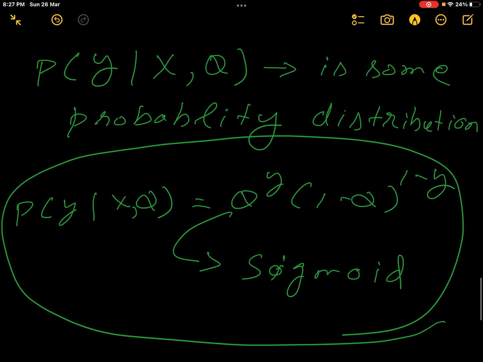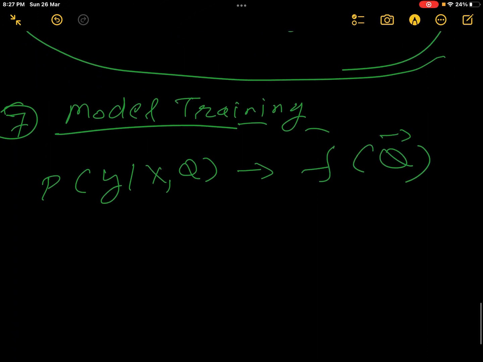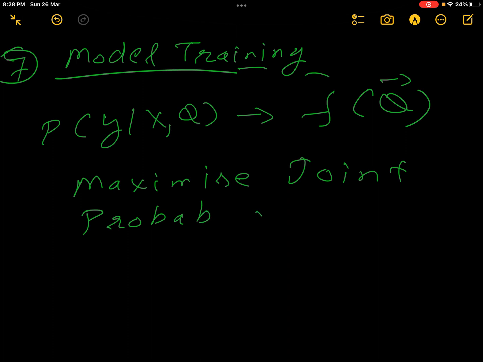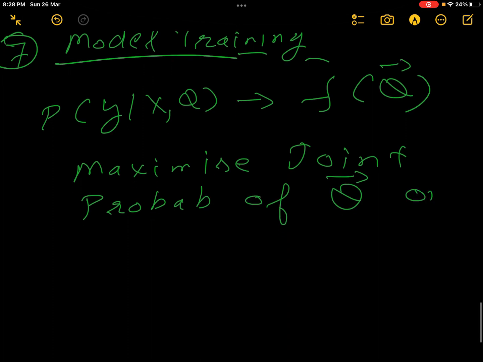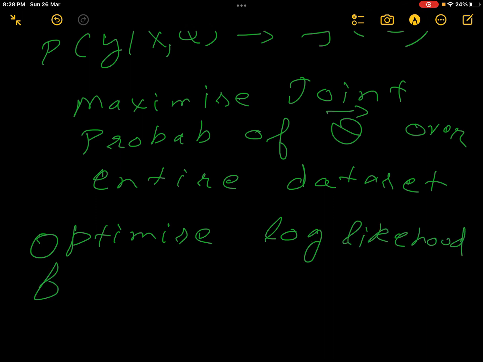So once we have modeled the problem with some probability distribution, with theta as a model parameter, some unknown numbers related to that, we want to maximize the joint probability of our model parameter theta over the entire dataset. And the way we do it is we optimize the log likelihood function. So we either maximize it or we try to minimize the negative log likelihood.